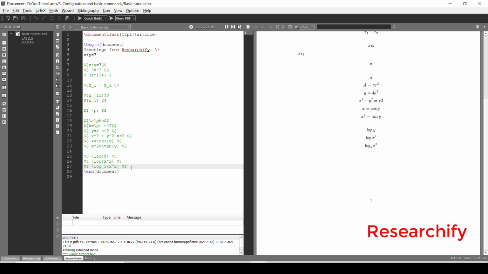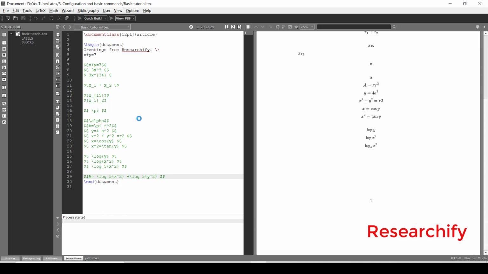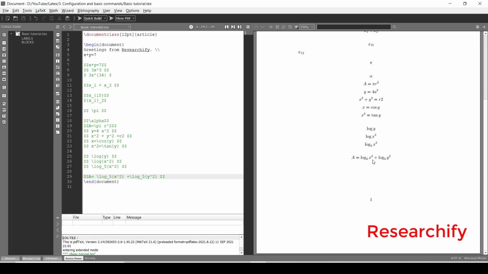Now we can write some more logarithmic functions here. See, a is equal to the logarithmic of this, plus log underscore 5 in curly brackets y square. Okay, see what you will get. A is equal to log x square plus log y square with base 5.